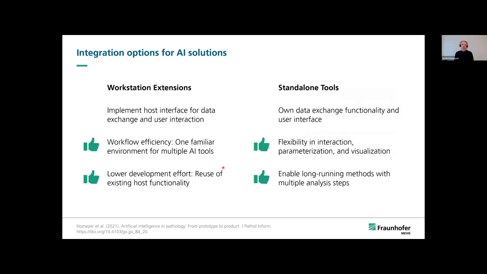There are two main ways to integrate AI solutions into pathology workstations, with individual advantages. When AI solutions are implemented as workstation extensions, they usually implement a given software interface of their host application for data exchange and user interaction. When AI solutions are implemented as standalone tools, they usually must implement their own data exchange functionality and user interface.